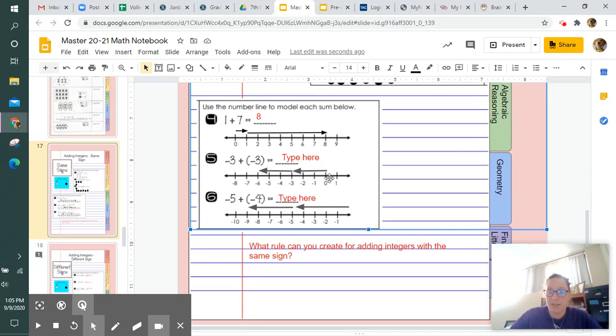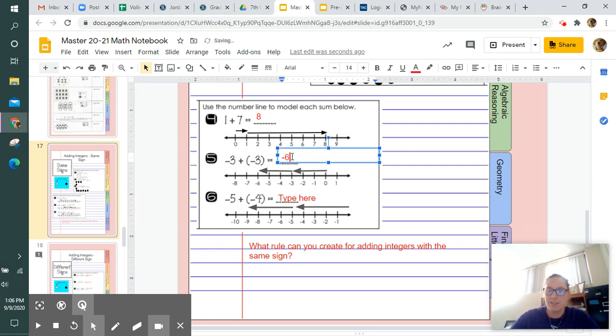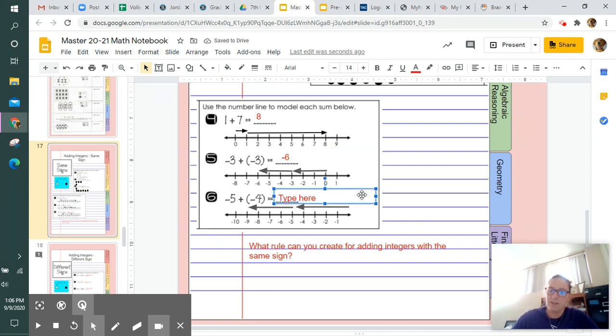Okay, now we're going to look at this one. We're going to start at 0 again. Our first number is negative 3, so our first arrow goes to negative 3. Our second number is also negative 3, and all of our negative numbers are to the left. So we're going to go to the left on our number line, 1, 2, 3 more spaces to the left. Our answer is where our arrow ended up, which is at negative 6.